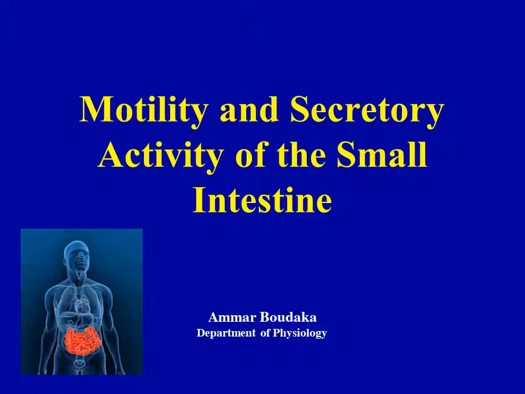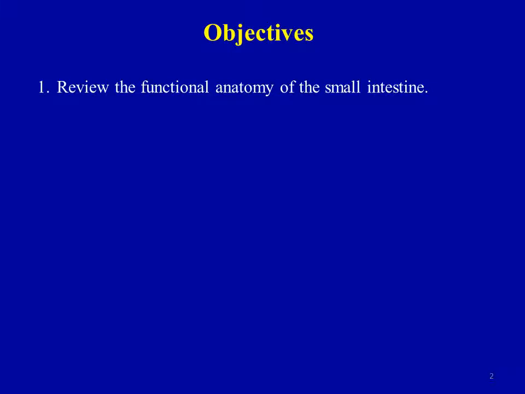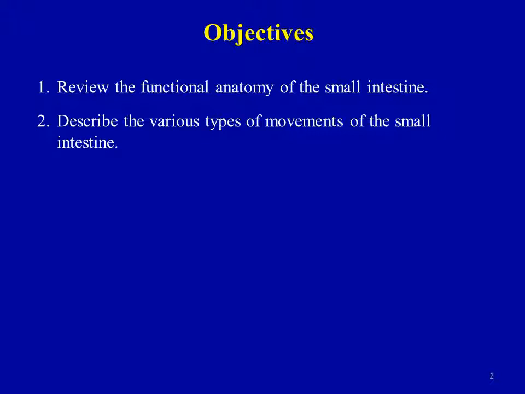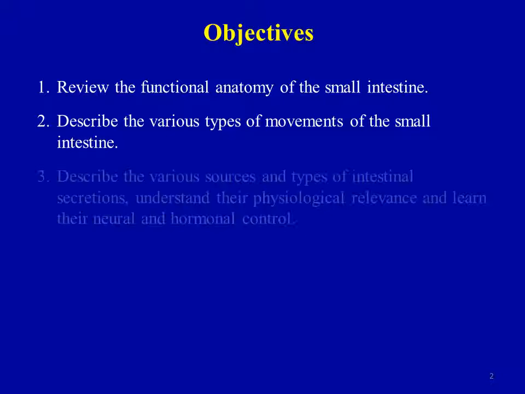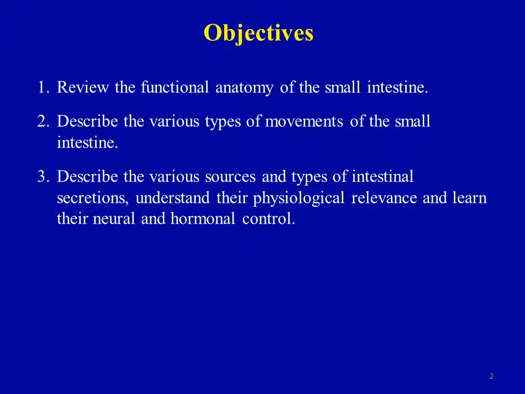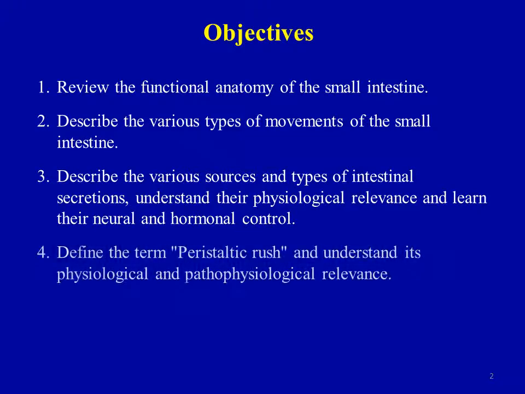Good morning. Today we are going to talk about the motility and secretory activity of the small intestine. The objectives are to review the functional anatomy of the small intestine, describe the various types of movements of the small intestine, so this will cover the motility of the small intestine, describe the various sources and types of intestinal secretions, understanding their physiological relevance, and learn their neural and hormonal control.